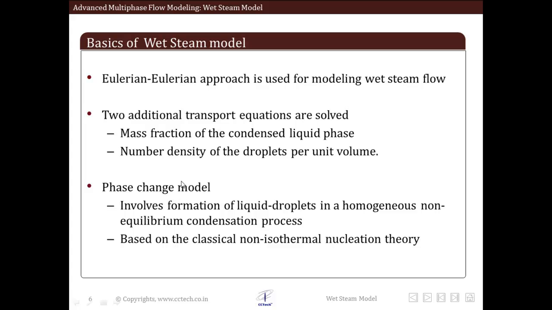Now there is also phase change involved within the wet steam model. There is formation of liquid droplets in a homogeneous non-equilibrium condensation process. In order to model this, a classical non-isothermal nucleation theory is used. If you want to study details of this theory, please refer to any of the advanced multi-phase reference books, or you can also refer to the theory guide of the Fluent software. In this particular lecture, we will only restrict our discussion to the applicability and the usage of the wet steam model. We will not go into detail of all the internal equations or the internal theory involved.